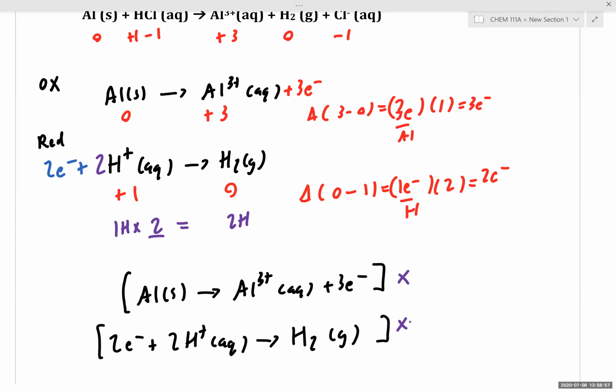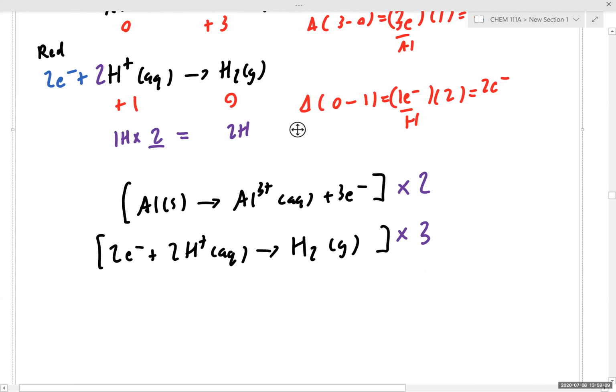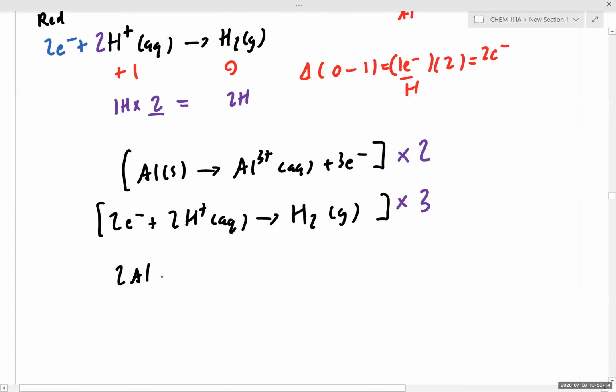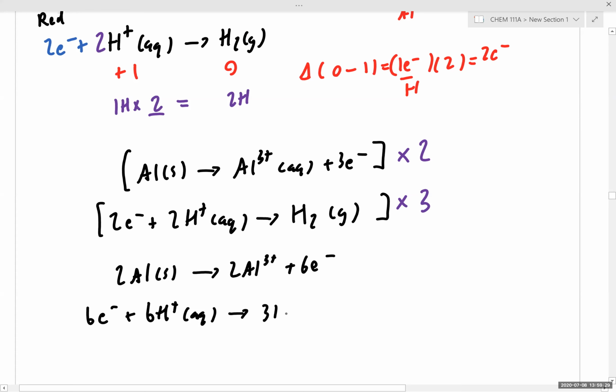What is the common number of electrons between 3 and 2? 6. Yep, exactly. So we're going to multiply the top equation by 2, the bottom equation by 3. So executing on that, we have 2 aluminum solid leads to 2 aluminum 3+ plus 6 electrons. And then we have 6 electrons plus 6H+ aqueous leads to 3H2. Our number of electrons are the same.